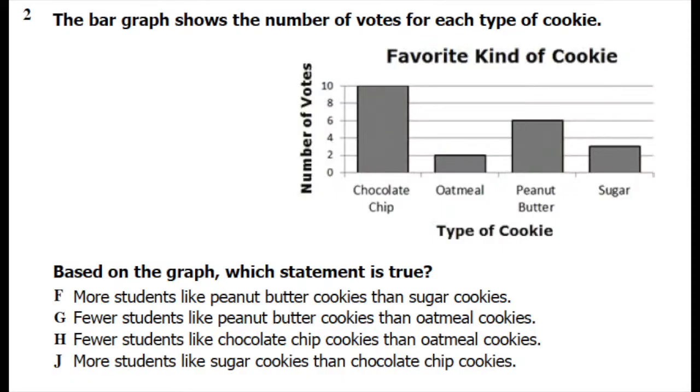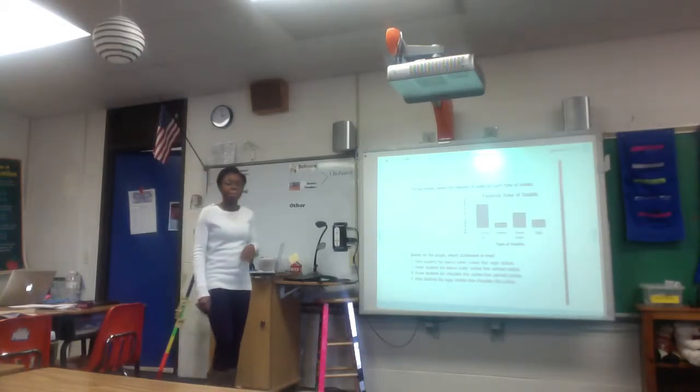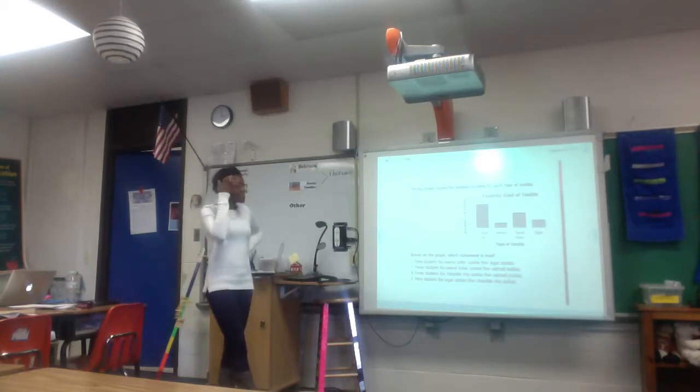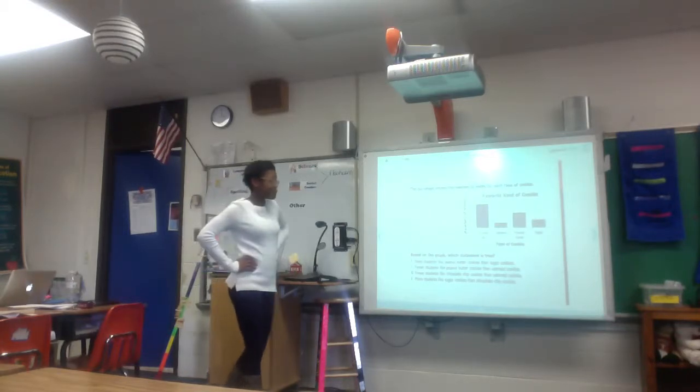All right, what about this one? The bar graph shows the number of votes for each type of cookie. They're asking which statement is true. There are 4 statements, and they just want to know which one is true. Aligned? Yes, no, thumbs up, thumbs down? Yes. Why do you say yes, Ms. Crump? Because it is asking them to analyze the information in the graph, and that was 3.1c, where they had to apply to interpret the statements.